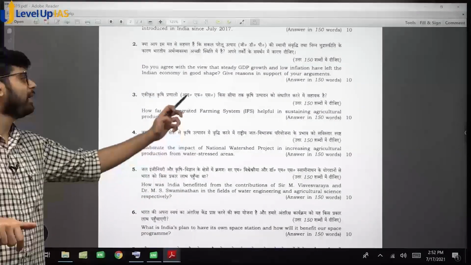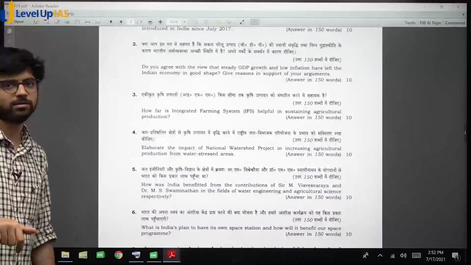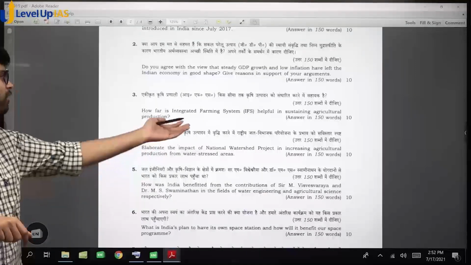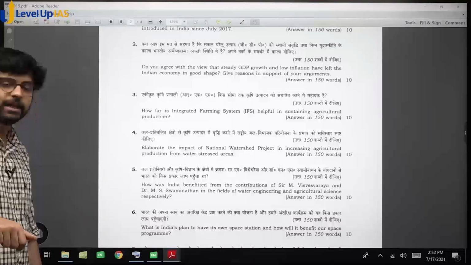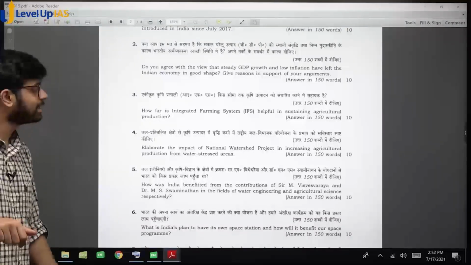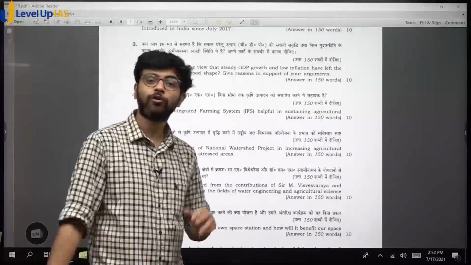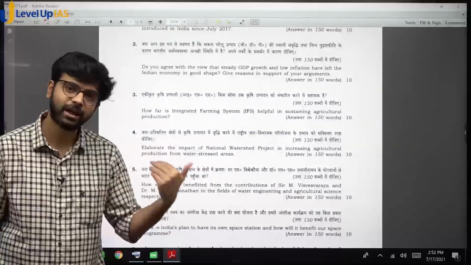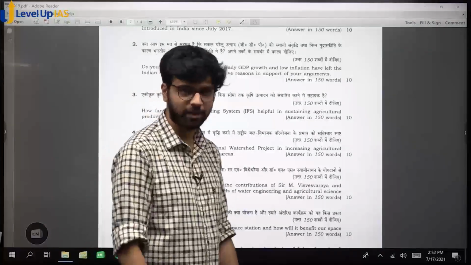How far is integrated farming system helpful in sustaining agricultural production? You should know what an integrated farming system is. Once you know that, you can easily write. They are not asking you the benefits of integrated farming system. They are asking how it is helpful in sustaining agricultural production. Now you have to break that down: how do you measure whether agricultural production is sustainable or not? What are the metrics?